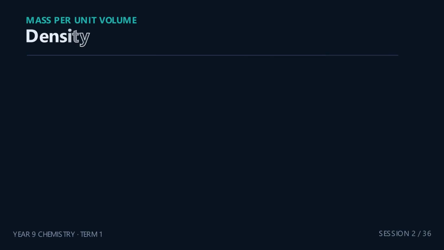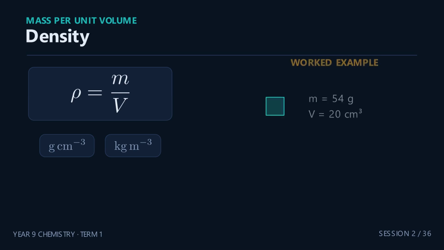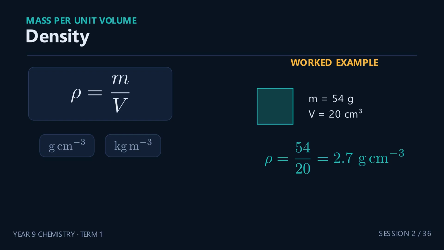Now for density. Density is mass per unit volume. Rho equals m over v. Common units are grams per cubic centimeter and kilograms per cubic meter. Here is a worked example. A metal block has mass 54 grams and volume 20 cubic centimeters. Density equals 54 divided by 20, which is 2.7 grams per cubic centimeter. In the particle model, closer packing usually gives a higher density.